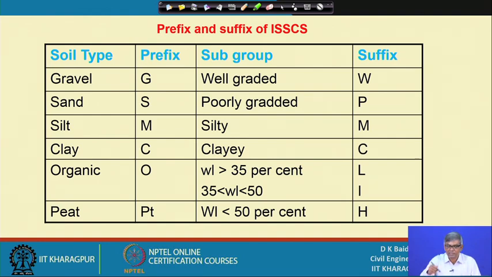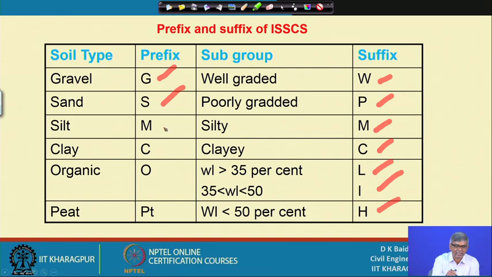So, W means well graded, P means poorly graded, M means silty, C means clayey, L means low plasticity, I means intermediate plasticity, H means high plasticity. Similarly, for soil type, G means gravel, S means sand, M means silt, C means clay, O means organic, PT means peat. Like that, these two letters in different combinations are used to name the soil.